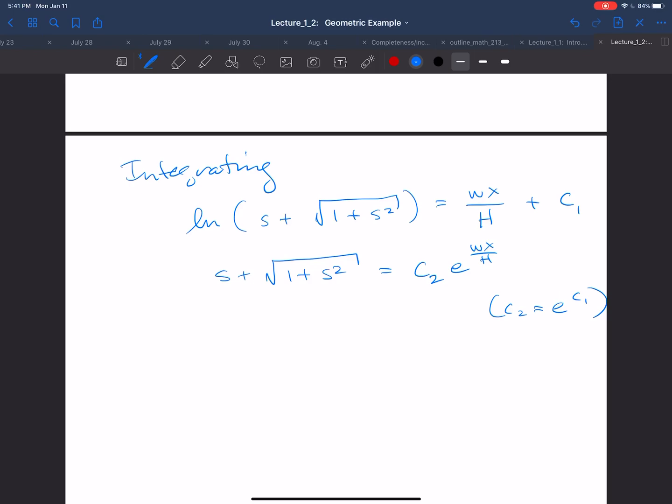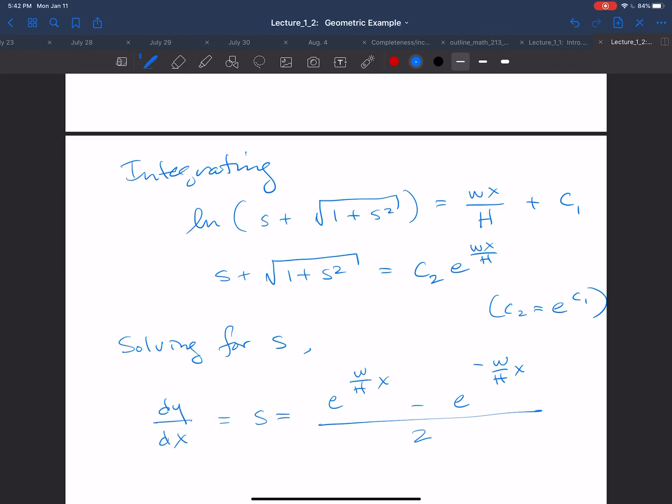Now we can solve for s. That just involves some algebra. We get s equals e to the power little w over H times x minus e to the power minus little w over H times x, divided by 2. That solves our first order equation and gives us an expression for s in terms of x. But again, s was simply defined to be the slope of our cable. In other words, it's dy by dx. So now we have another differential equation in y and x, and we can solve it finally to get an expression for y and thereby find the solution to our original second order differential equation.